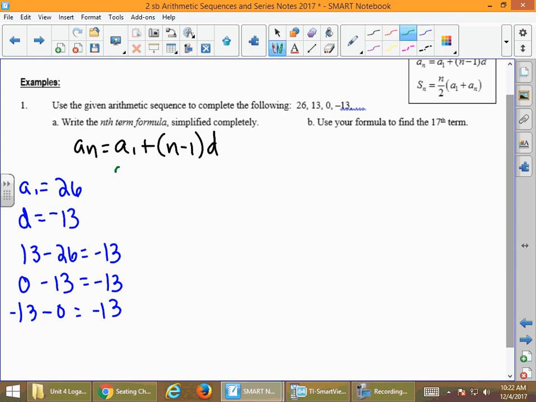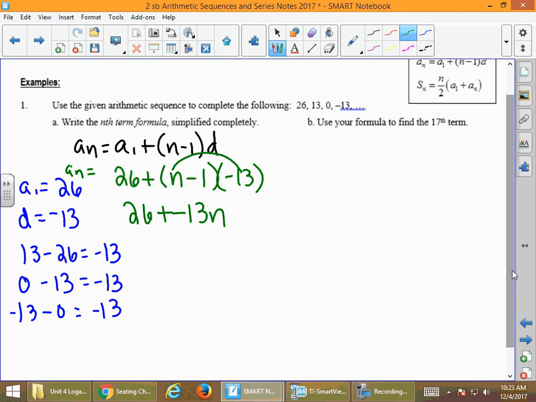So a sub 1 is 26. We don't know n. But we do know that our d is negative 13, and be careful because our common difference is a negative number. So we've got to watch out for the signs on this one. So a sub n equals 26 plus negative 13 times n minus 1. And negative 13 times negative 1 is positive 13. Be careful because that negative got caught up there in my plus. It's negative 13n. And I got 26 plus negative 13n.